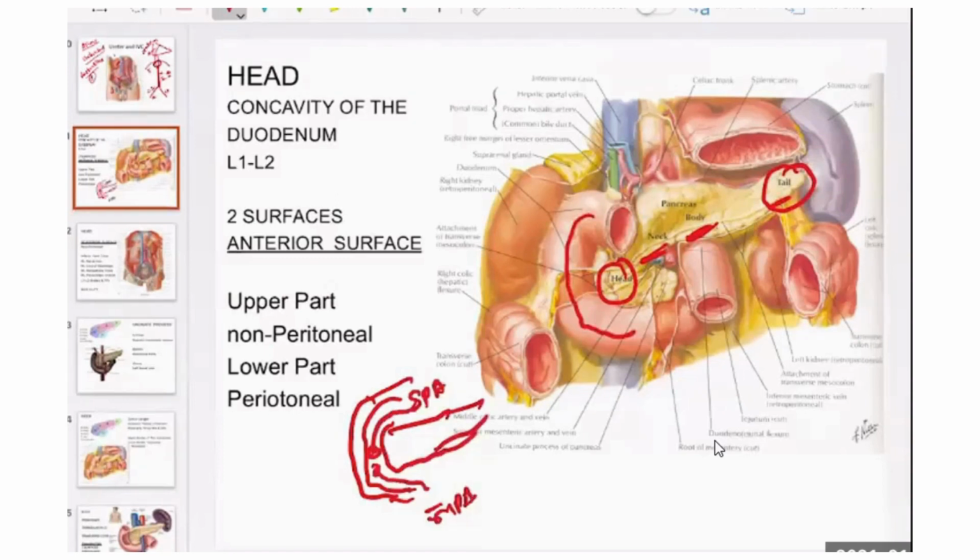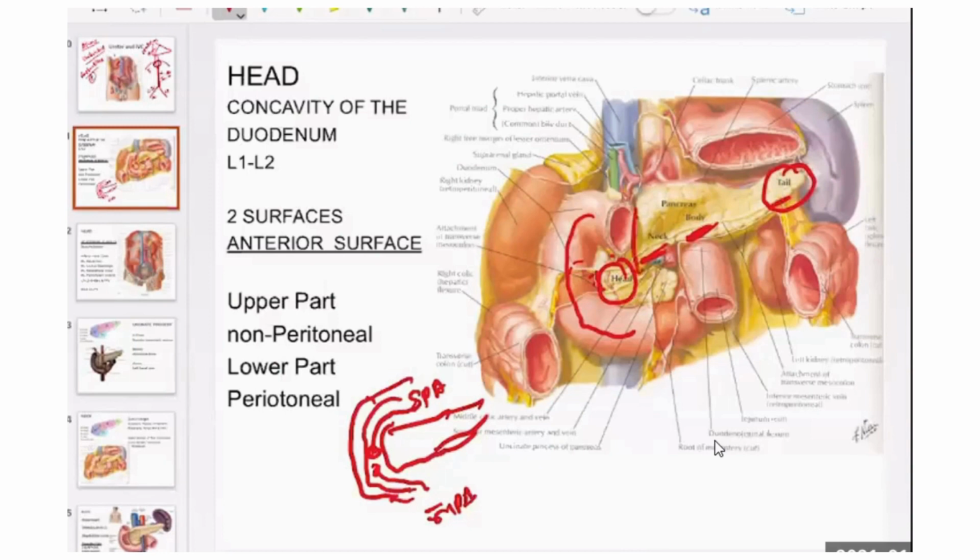So this groove present between the head of the pancreas and the duodenum is called the pancreatico-duodenal groove, which lodges superior pancreatico-duodenal artery and inferior. Am I right? There is a space between the head of pancreas and second part of duodenum. That is called pancreatico-duodenal groove.